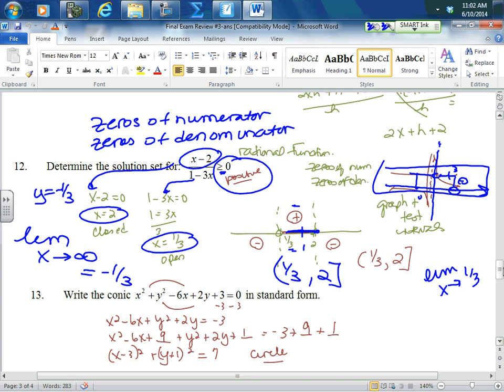Horizontally, my end behaviors, where my ends are going, they're going to approach negative 1/3. As x goes from negative infinity to positive infinity, my y asymptote is at negative 1/3. So my end behaviors will approach that. So we kind of tie a limit into that as well. My limit as x approaches 1/3 does not exist, because it causes me to jump. Okay with that? This one probably is a good one to remember because we did this a while back.